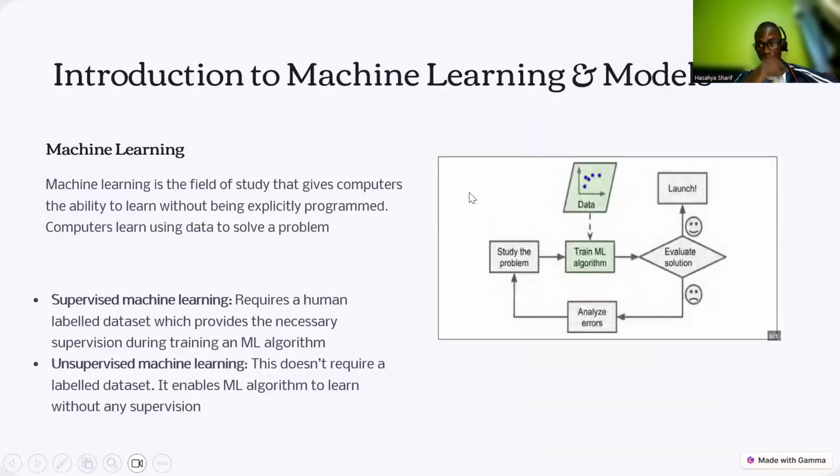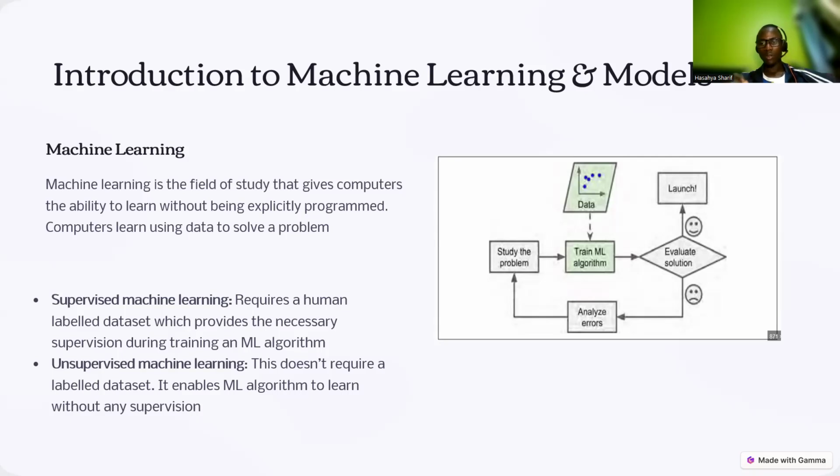First, we start off with a brief definition of what machine learning is, which is a field of study that gives computers the ability to learn without being explicitly programmed. This means that the computers are able to train on the data which they are using without having specific rules that they are following. And for machine learning, the most utilized thing, I think, is data to solve a problem.